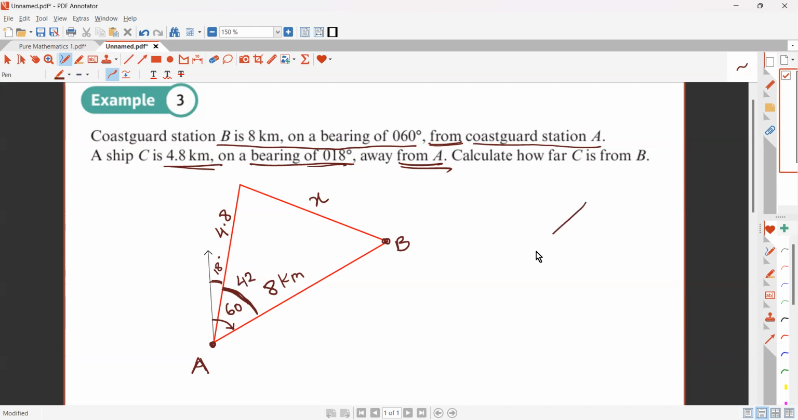Now, does this look like a triangle to you? A proper triangle where this side is unknown. This is 42 degrees, this is 4.8 and this is 8 kilometers. You need to find this.